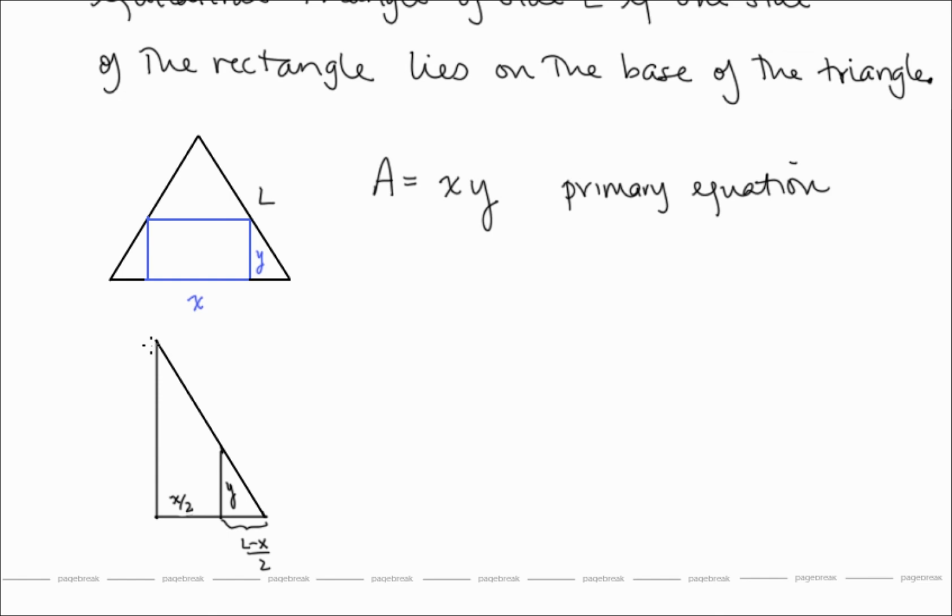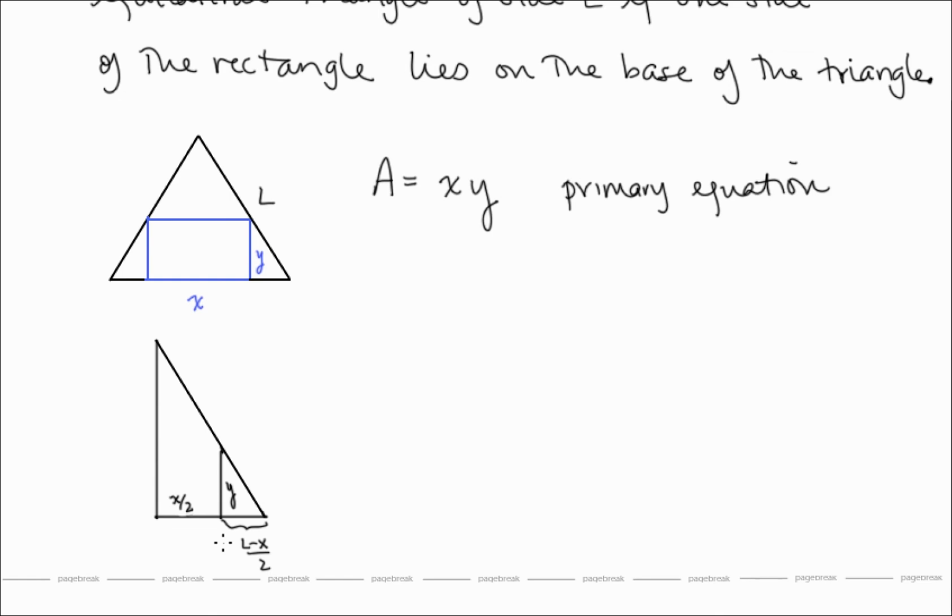This is the height of the original equilateral triangle. This distance here is x over 2. This height here is y. And this distance here is going to be L minus x over 2. Because remember, the entire length of the triangle base is L. We're subtracting x from it and dividing that amount by 2. That gives us this remaining part here.